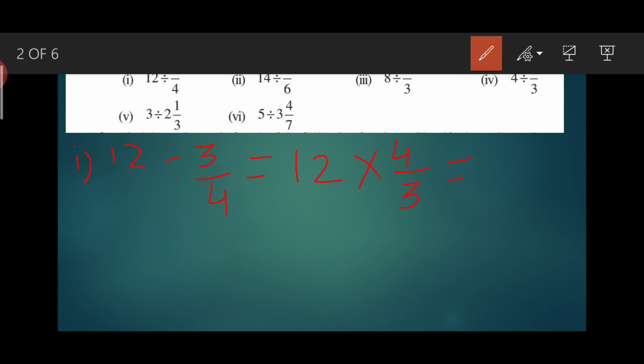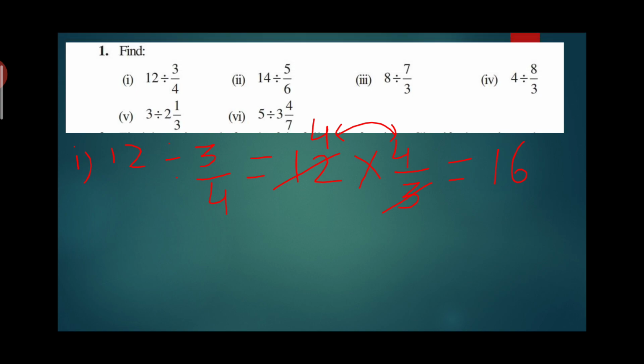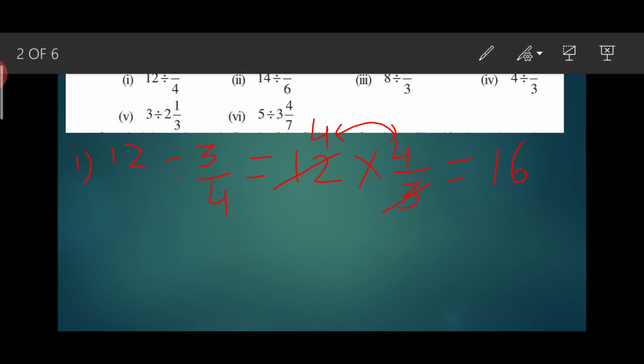Now solving this, what will you get? As you can see, now this is the case of multiplication. So you can see that 12 comes in the table of 3, so you can cancel out 3 by 12. 3 4s are 12. Now you can see 4 into 4 is 16, so our answer is 16. So the answer of the first part is 16. Now the second part, 14 divided by 5 upon 6.